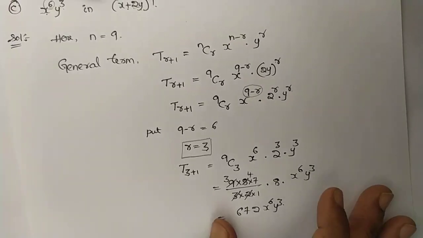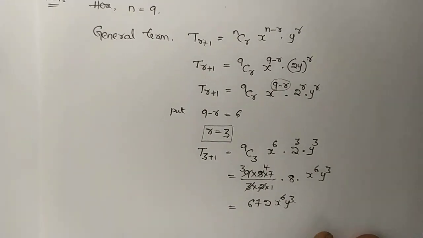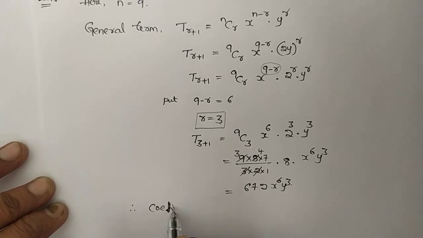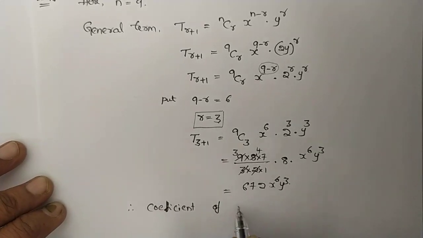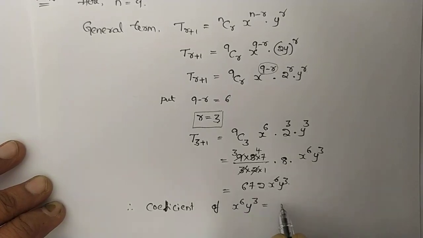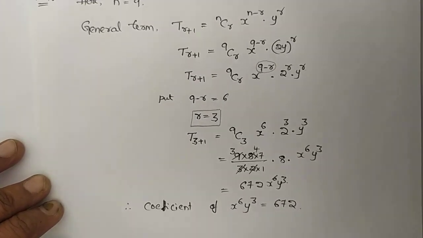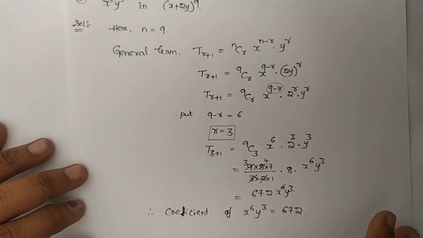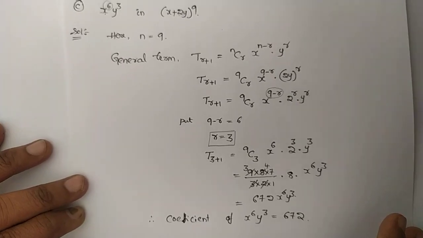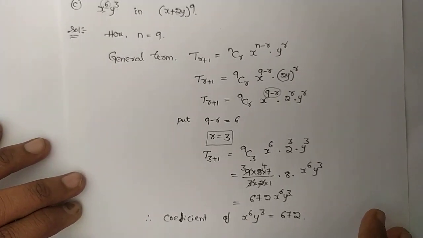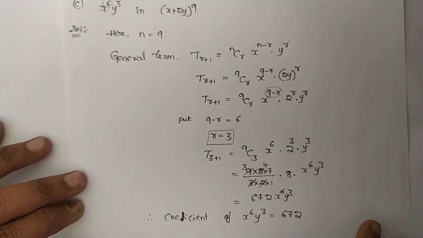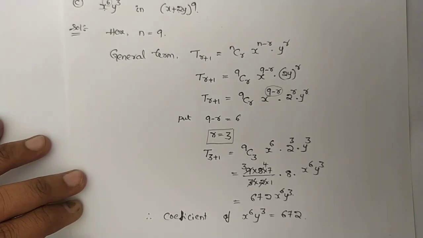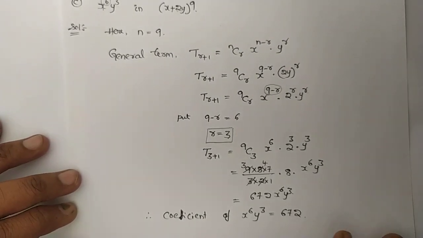Now what is the coefficient? Write the conclusion. What is the coefficient of x power 6 y cube? Therefore the coefficient of x power 6 y cube equals 672. Right? Do you understand? Kindly practice these types of questions at your home. Finding the coefficients in particular expansions is very important for your examination as well as for your CET purpose also.